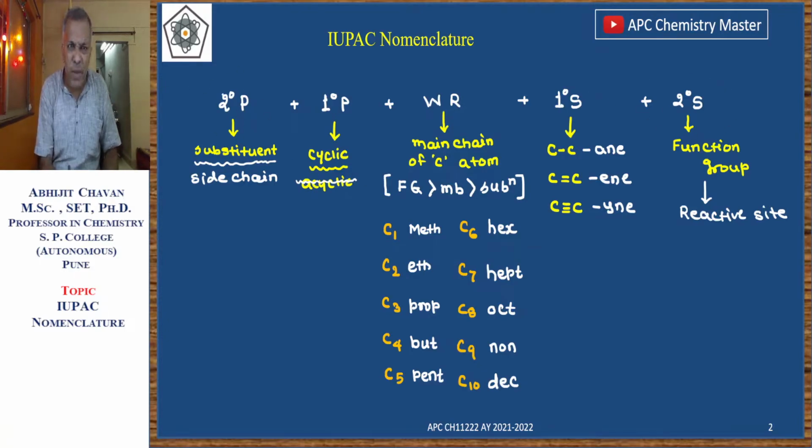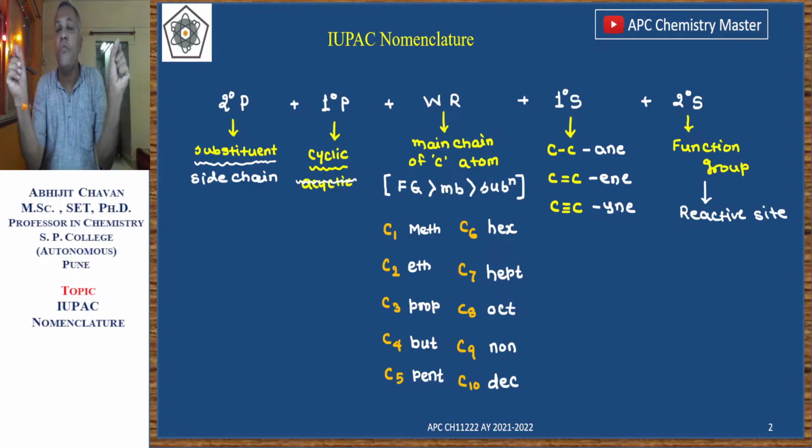What does this primary prefix give me an idea about? It gives me an idea about the substituent, that is a side chain. Secondly, primary prefix gives me an idea whether my system contains a cyclic ring or not. Then word root gives me an idea about the main chain, that is the longest continuous chain of carbon.